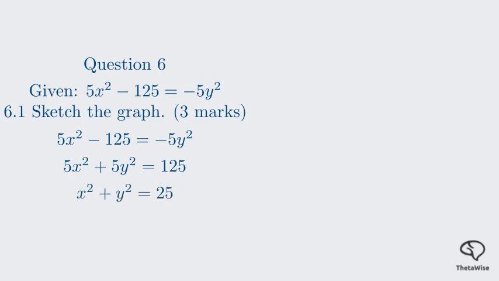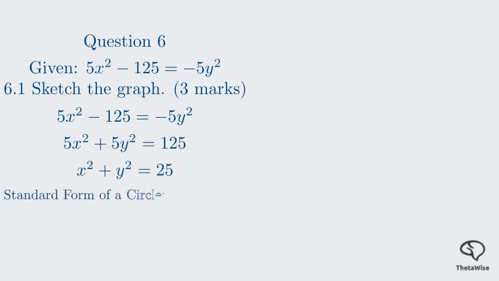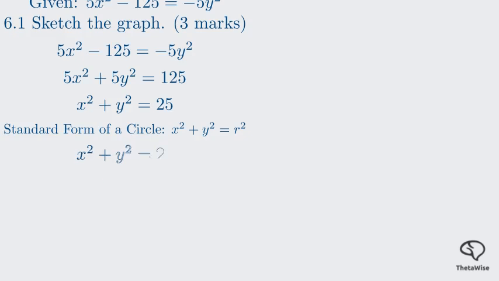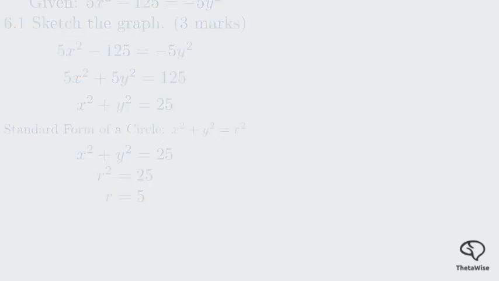This gives us x squared minus y squared equals 25. This is the standard form of a circle centered at the origin. Let's recall the formula for a circle. The equation of a circle centered at the origin is x squared plus y squared equals r squared, where r is the radius. Comparing our equation, x squared plus y squared equals 25, with the standard form, we can see that r squared equals 25. Taking the square root of both sides, we find that the radius, r, is 5. So the graph is a circle of radius 5, centered at the origin.